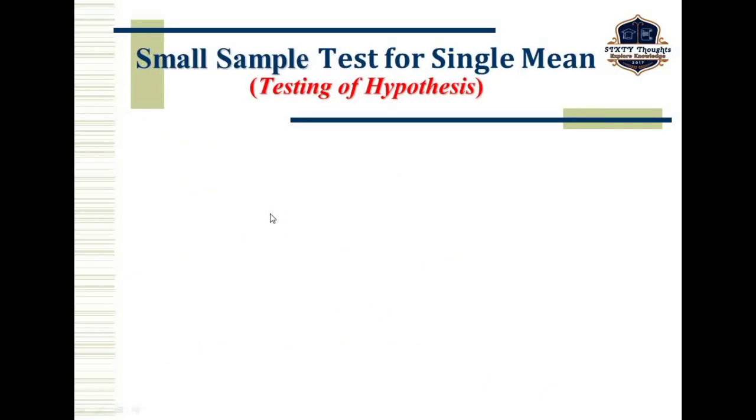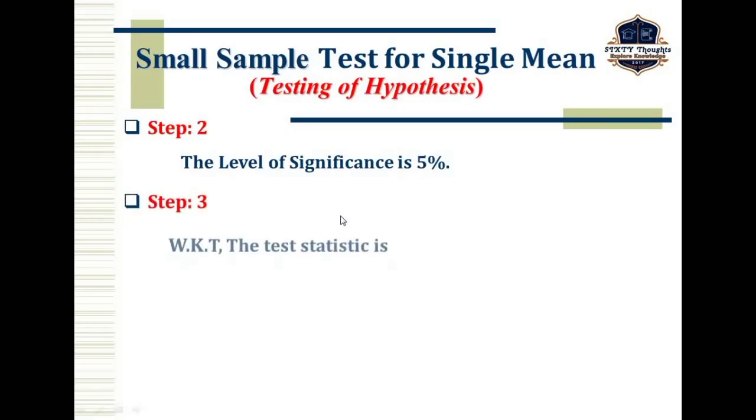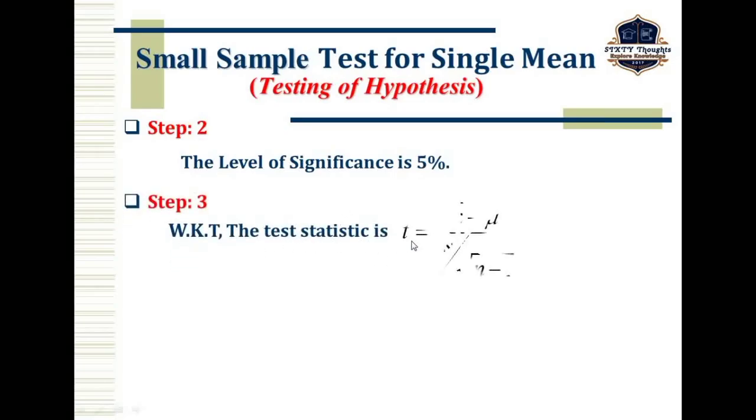Step number 2: they gave a 5% error value, so we consider the level of significance as 5%. Step number 3: we find the t value. We know that the test statistic is t equal to x bar minus mu divided by s by square root of n minus 1. Here we have two different formulas. If s is known, we can use this formula. In case s is unknown, first we find the s value, then substitute here.